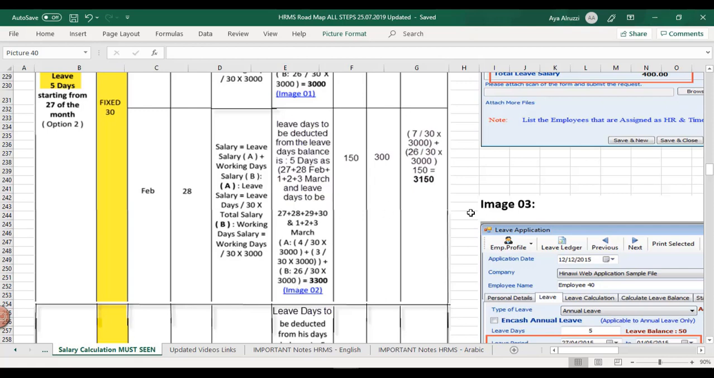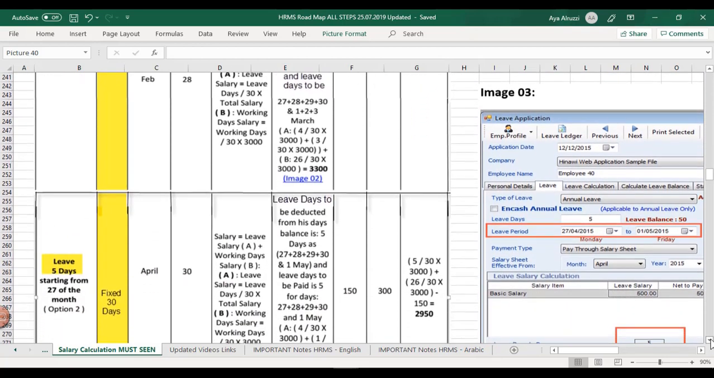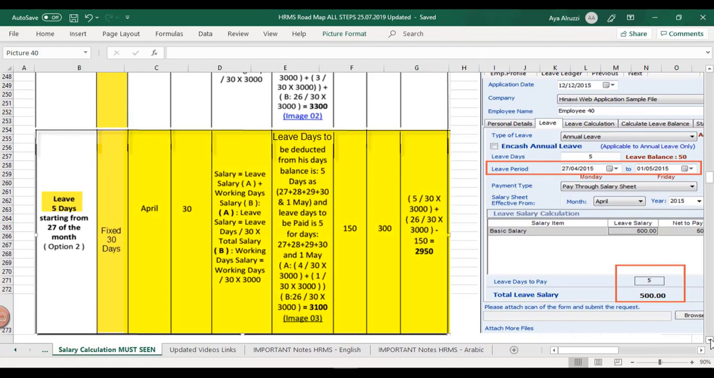We will see this as a screenshot in order to be more clear, but let me repeat this again, that what's left from the days of February will be calculated for the days of March. And lastly, here, we are saying that in April, which contains 30 days and is calculated based on fixed 30 days, this is how it's calculated. So the leave days to be deducted is 5 days, since it's 27, 28, 29, 30, and only 1 day of May.